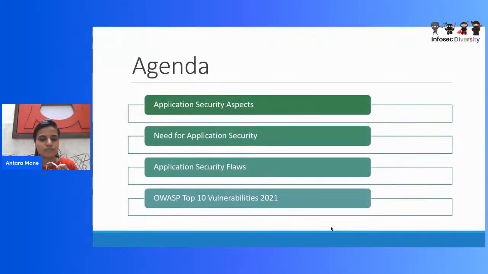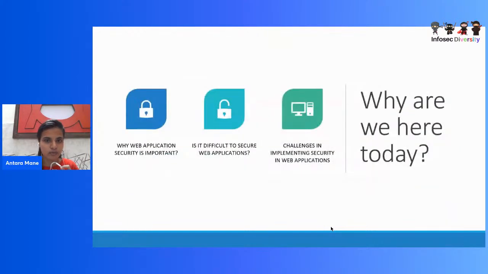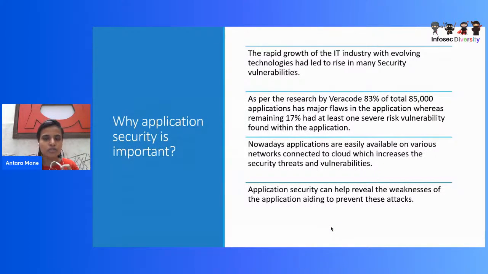So the talk about today's agenda is application security aspects, the need for application security, application security flaws, and last but not the least, OWASP top 10 vulnerabilities for 2021. So we are here today to understand why web application security is important. How difficult is it to secure web applications? What are the challenges faced by many organizations in implementing the security controls in any of the web application? So let's go talk more about the first pointer, that is, why application security is important.